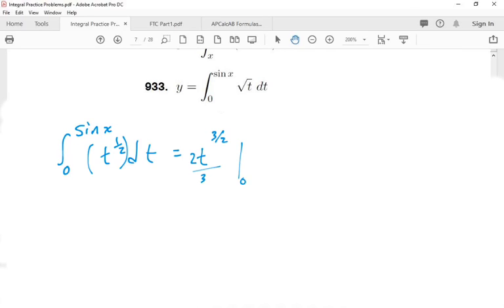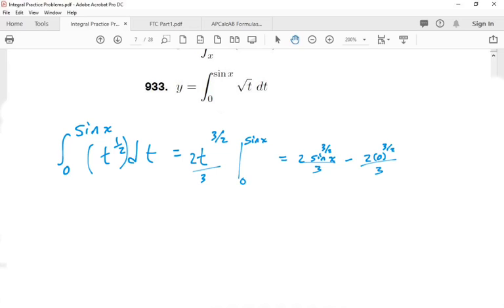This is one way you guys can write it so you don't forget it. And then you plug them in. You have to plug the top one in first and then the bottom one. So we get 2 times sine x, raised to the 3/2, divided by 3. And then we plug in 0, so we go minus 2 times 0 raised to the 3/2 divided by 3.